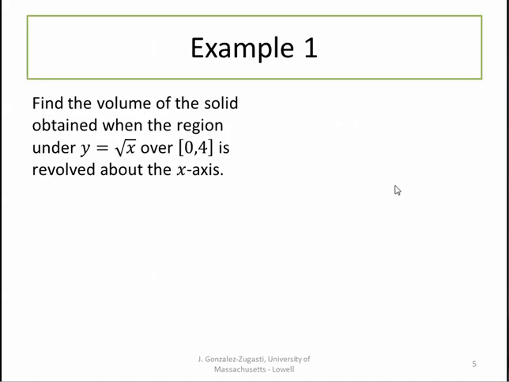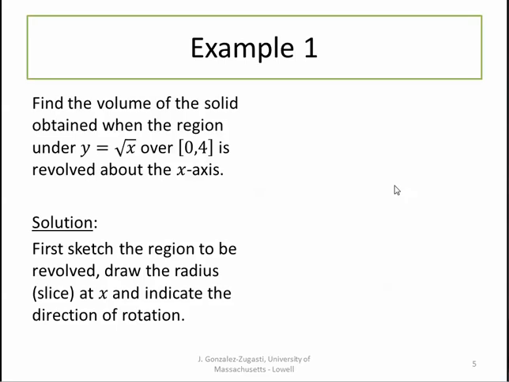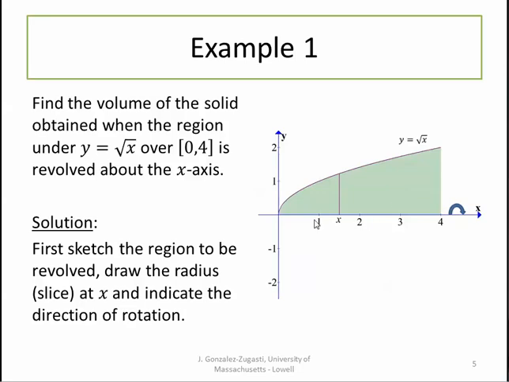So let's do an example. Let's find the volume of the solid obtained when the region under y equals the square root of x over the interval 0 to 4 is revolved about the x-axis. The first thing you should do is sketch the region being revolved around the x-axis, draw the radius, or a slice, at x, and indicate the direction of rotation. So here's the graph of y equals the square root of x. Here's some slice at x, and we're going to revolve it around the x-axis. When we do that, we get a circle of radius square root of x.